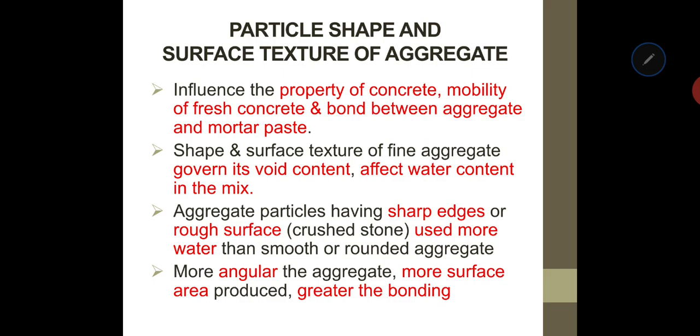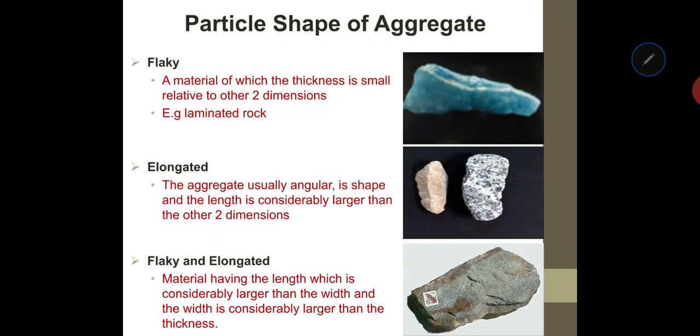Next are the particle shapes and surface texture. This is also important to determine the performance of the concrete mix: the property of concrete, mobility of fresh concrete, and bond between aggregate and mortar paste. The shape is divided into several types: flaky and elongated, rounded, irregular, and angular. Based on the picture, this is what flaky means. It is a material of which the thickness is small relative to its other dimensions.